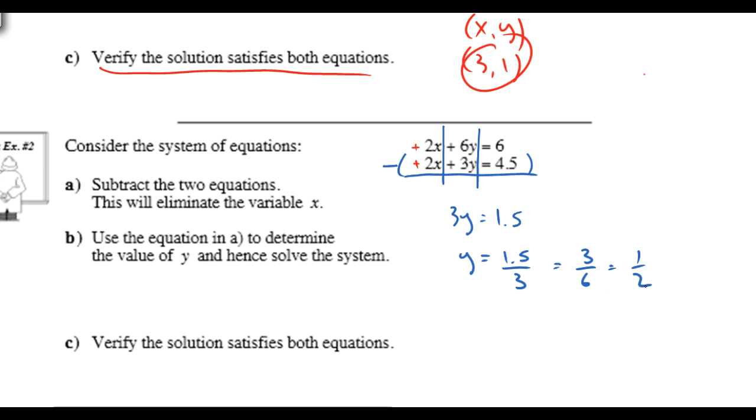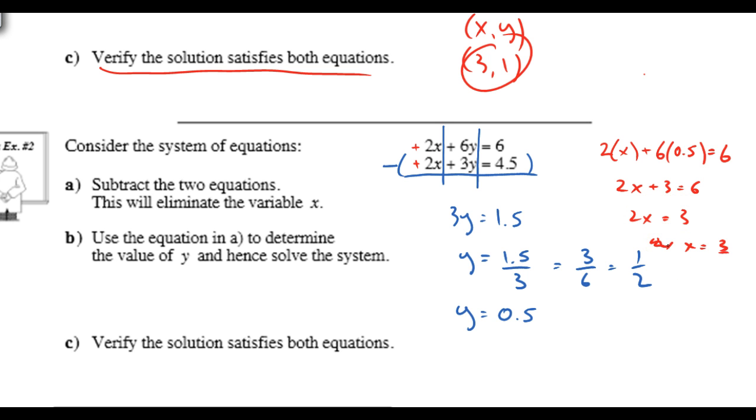So y equals 1/2, and then again you would just substitute y equals 0.5 into either of the equations. Let me go ahead and do that up here. So 2 times x plus 6 times 0.5, 6 times 0.5 equals 3. Well, that's going to give me 2x plus 3 equals 6. 2x equals 3.